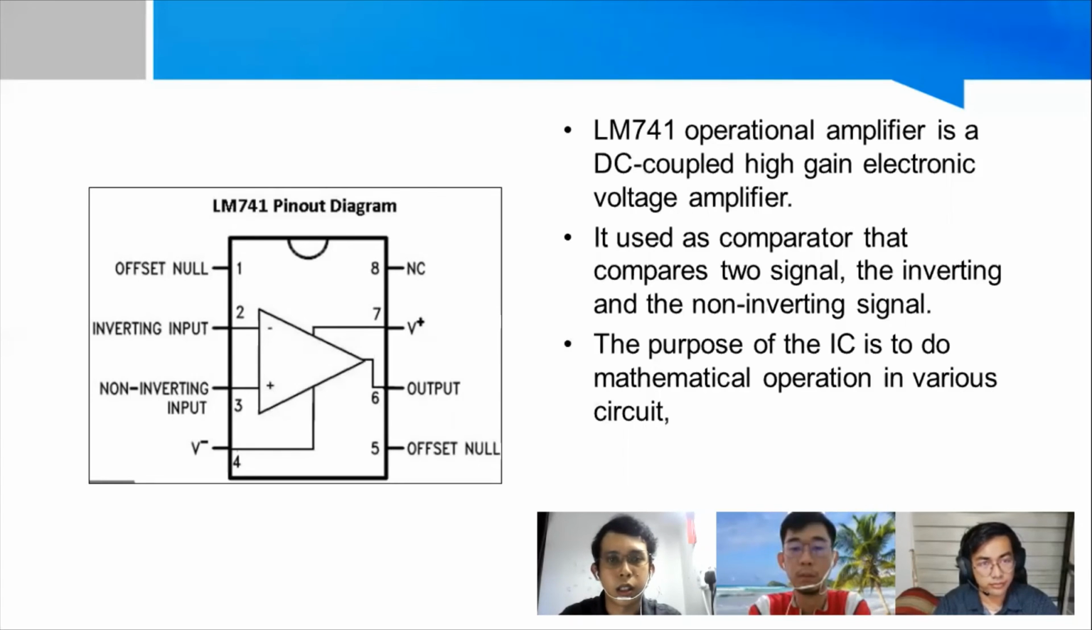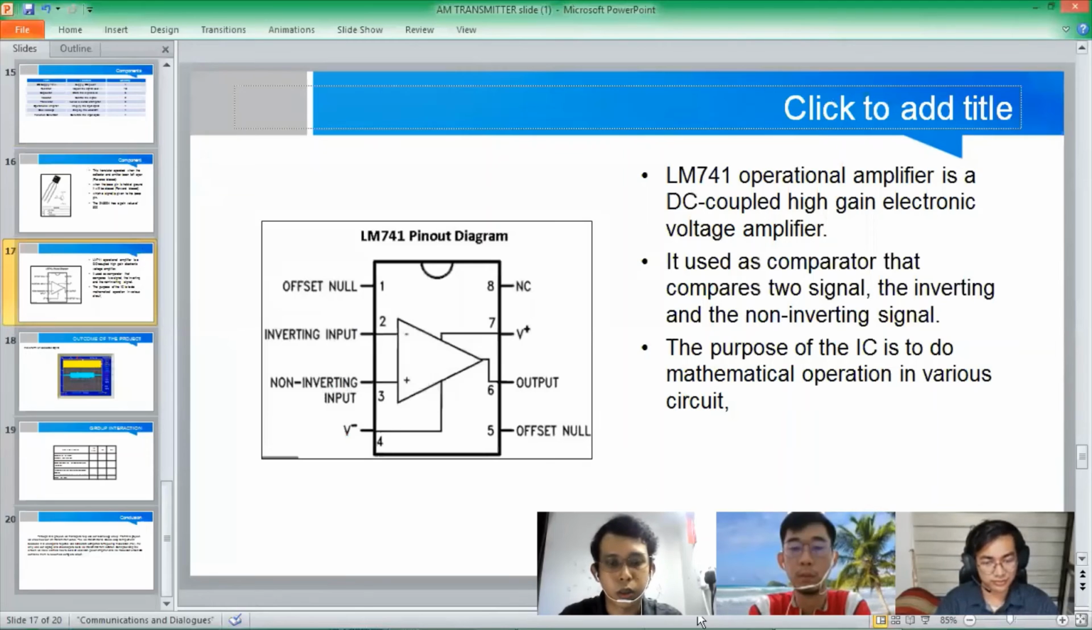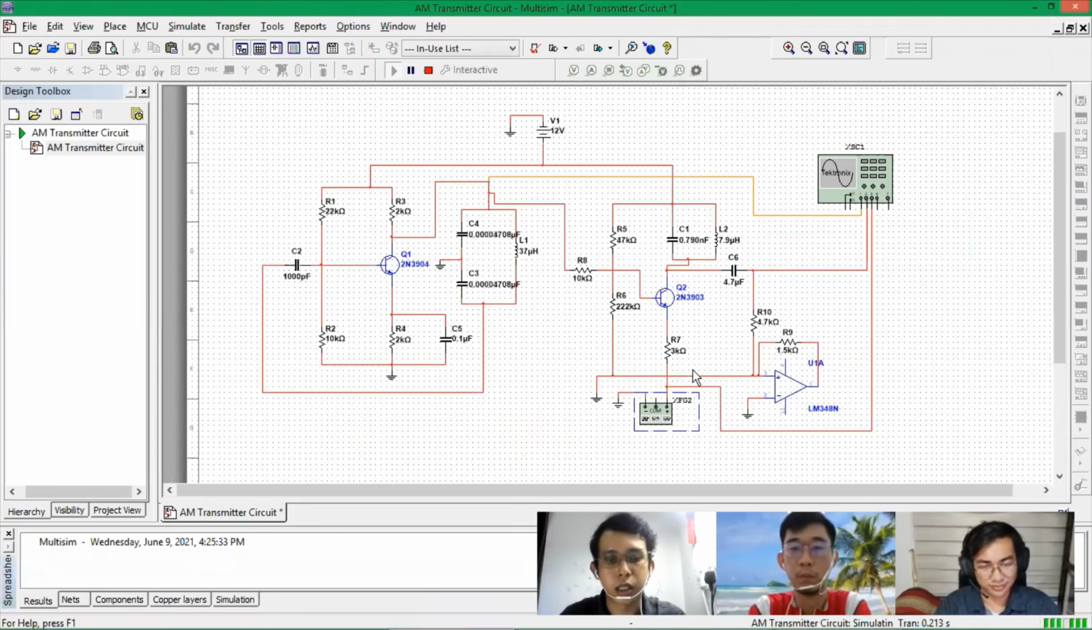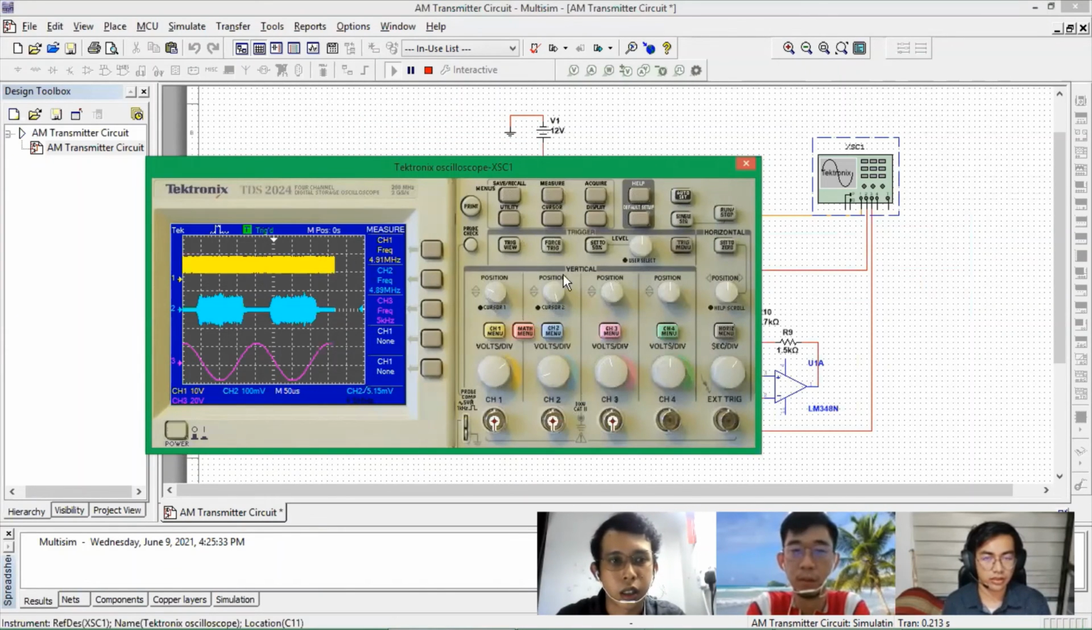Okay, my name is Muhammad Akil. Now I would like to explain the outcome of the project. This is the circuit that we designed. All the circuits we combine, and then we set the information frequency as 5 kilohertz here. And this is the waveform. The yellow one is the carrier frequency, and the blue one is the modulated signal.